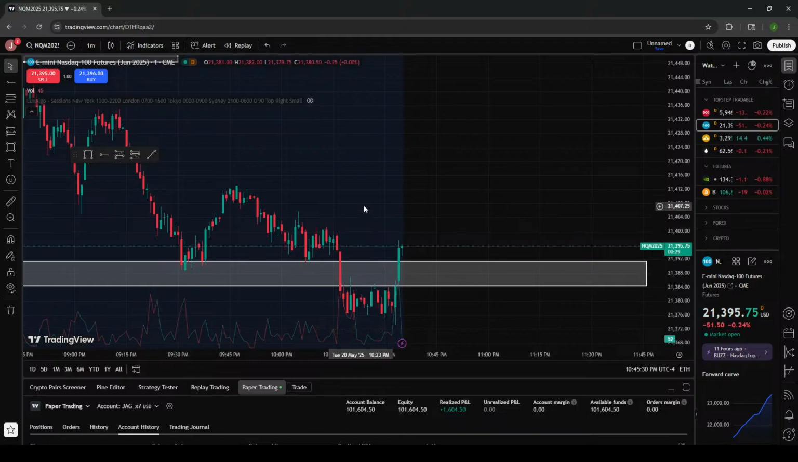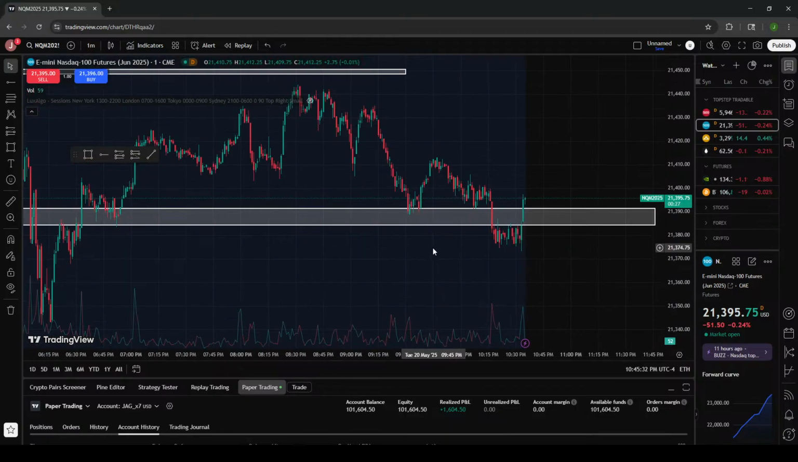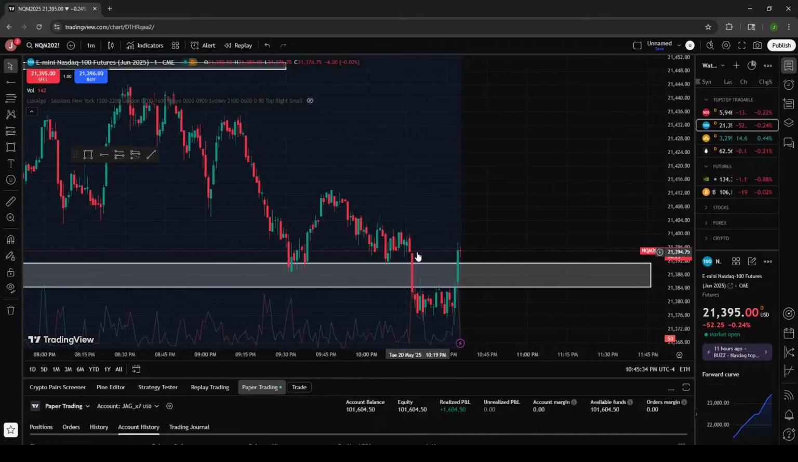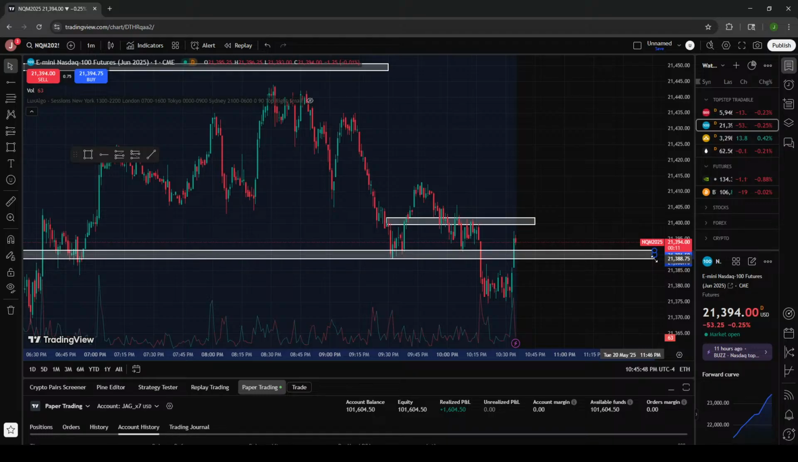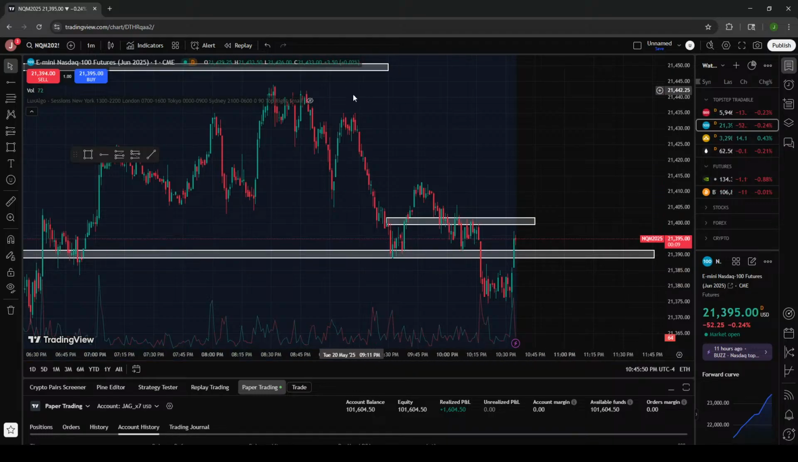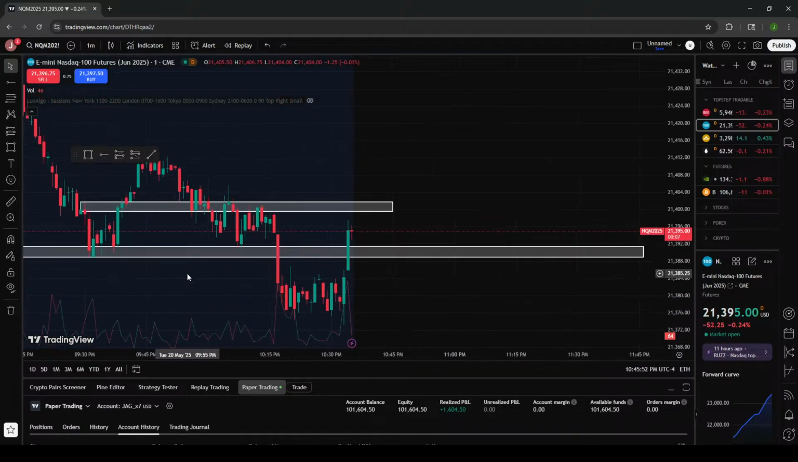Oh, isn't it gonna touch here again though? Let's see. So I'm gonna go ahead and make these a little bit smaller because it's kind of messing with my brain. Don't mind the one up there. We're gonna watch up here.